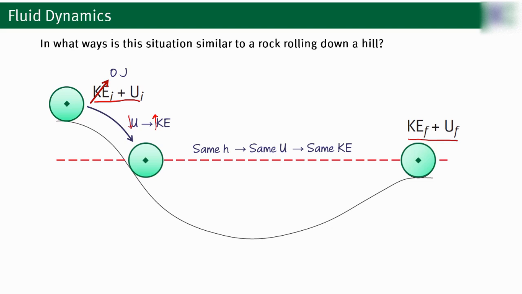Our rock is going to continue rolling down the hill, and as it does that, into the bottom of that valley, it's going to continue to gain kinetic energy. But then on the other side of the valley, our rock begins to roll back up the hill, and it slows down.